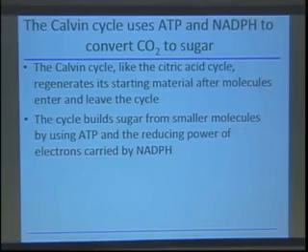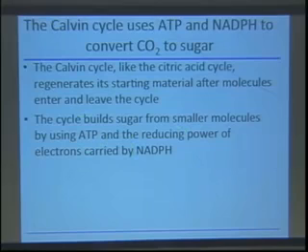But in this case, instead of breaking down or oxidizing complex molecules, we're actually building them up, right? We're reducing, ultimately, CO2 into more complex molecules. So this is a process that, as we're going to see, regenerates its starting material after molecules enter and leave the cycle, so that makes it a cycle. And it's building sugar molecules from smaller ones using ATP and the reducing power of NADPH to drive those reactions, which would otherwise be energetically unfavorable.